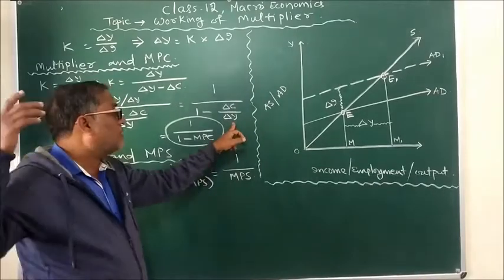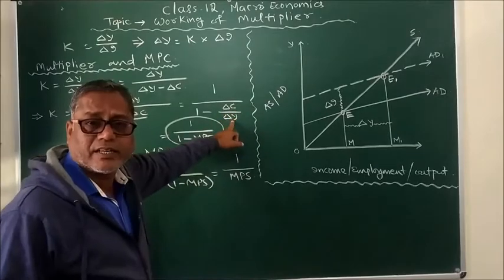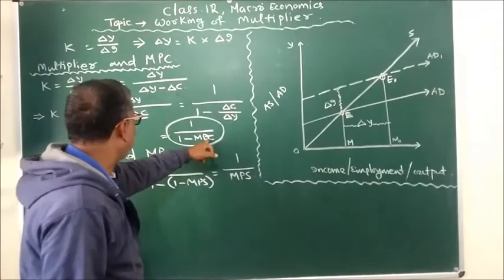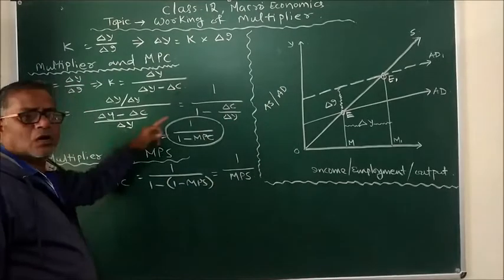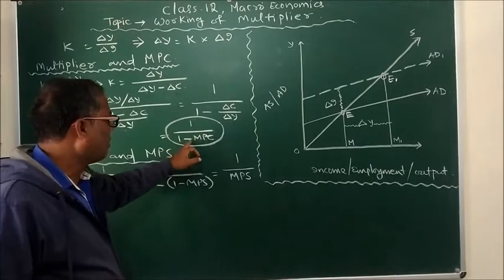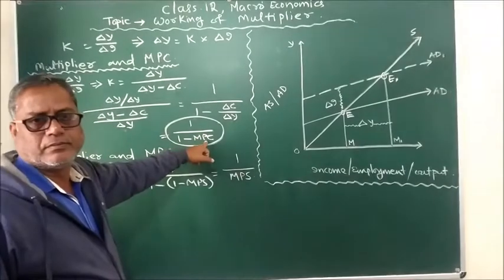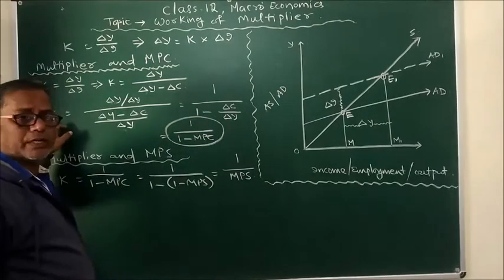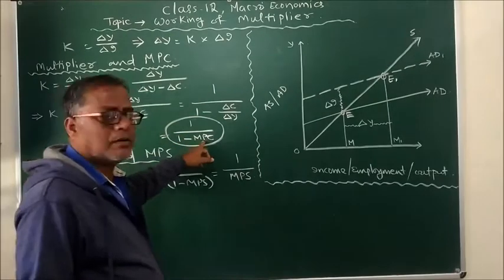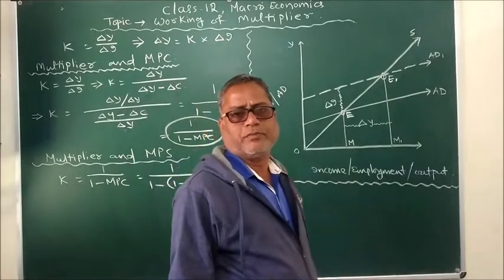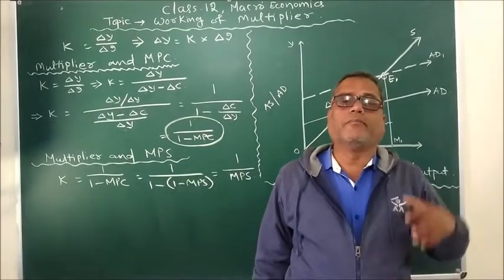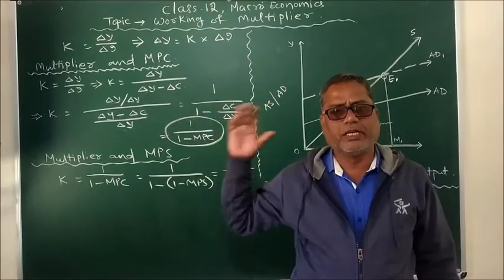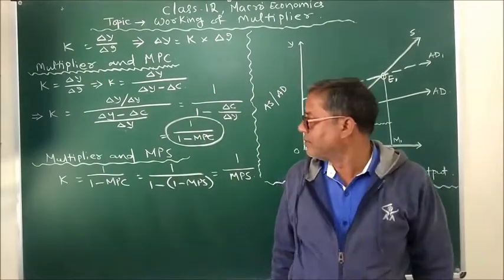And what is a change in consumption by change in income? It is nothing but our MPC. Hence ultimately we arrived at K equal to 1 by 1 minus MPC. Thus we find a positive relationship between multiplier and marginal propensity to consume. That means more is the marginal propensity to consume, more would be the value of multiplier, and vice versa.